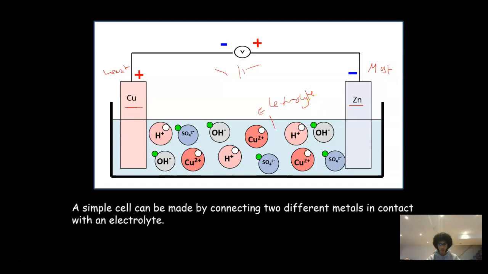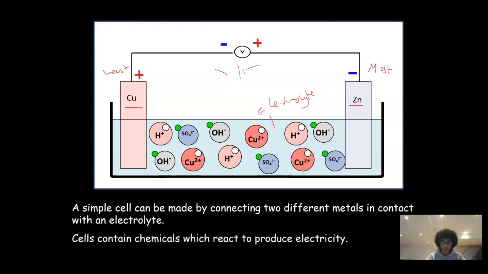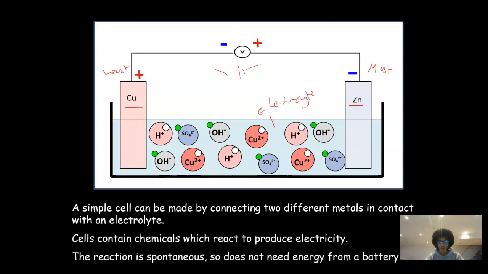Now, this is a chemical cell as an example, and as you can see, I've connected the two different metals with an electrolyte, and it's connected in the circuit in order to make a current flow. In this cell, as with any other cell, it contains chemicals which react to produce electricity, and this reaction is spontaneous. This is very different to electrolysis, because electrolysis was not spontaneous. You had to put energy into it in order to split the whole thing up. In this, you don't need to put electricity into it because it's spontaneous. It does it automatically, and that's a very, very important point.